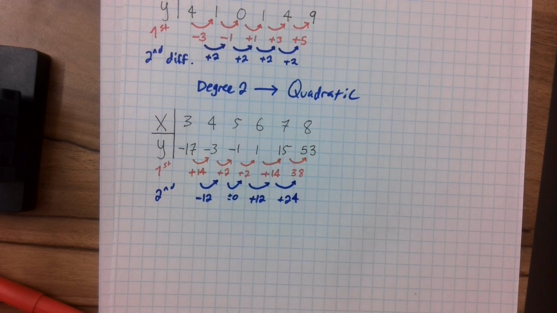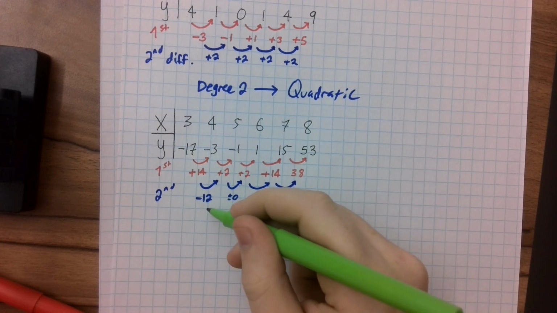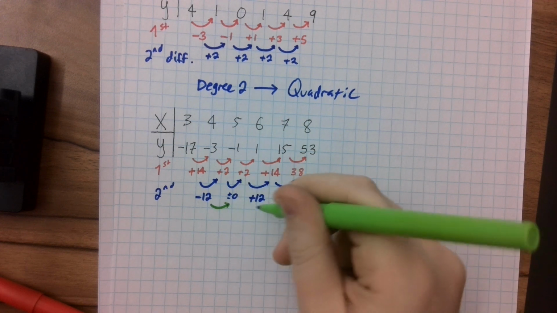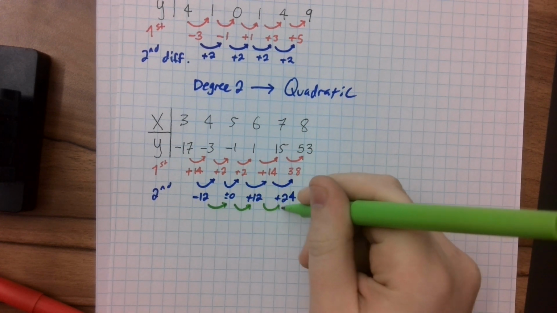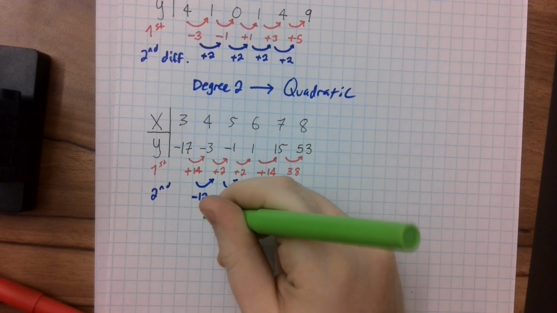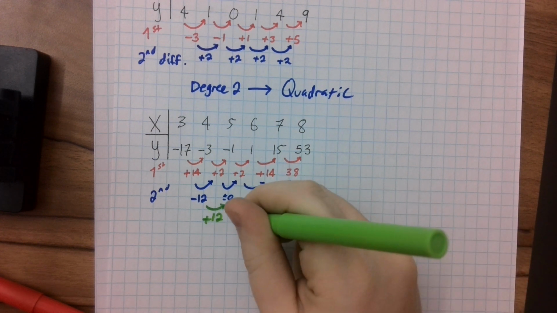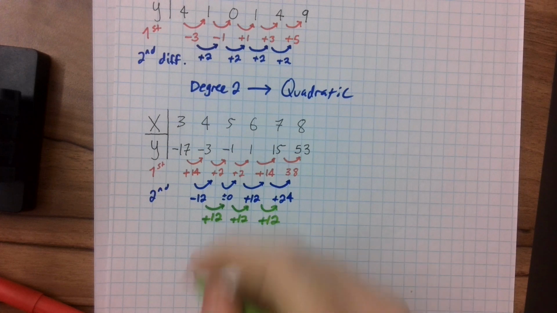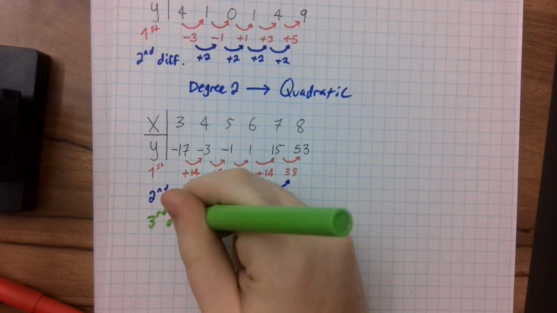It's not quadratic either. But some of you may have been able to notice there is still a pattern here. In fact, if we take the third differences of this one, from negative 12 to 0, that's plus 12. From 0 to 12, that's plus 12. From 12 to 24, that's plus 12. The third differences are the same.